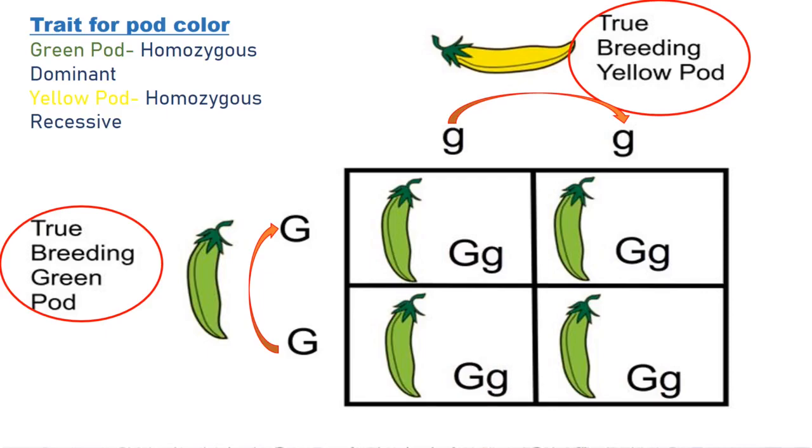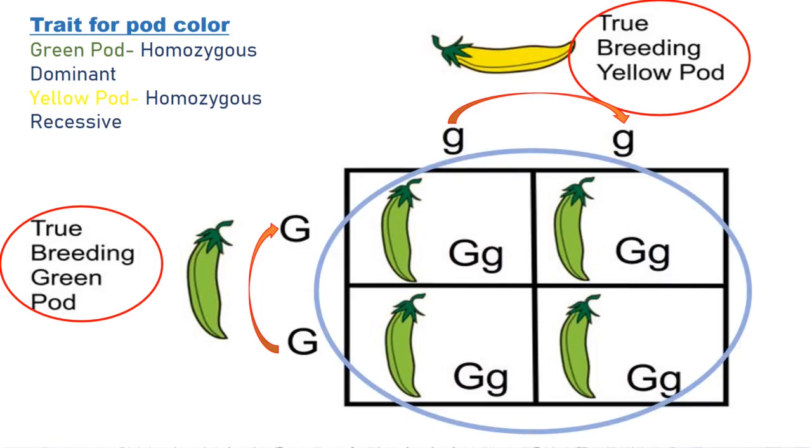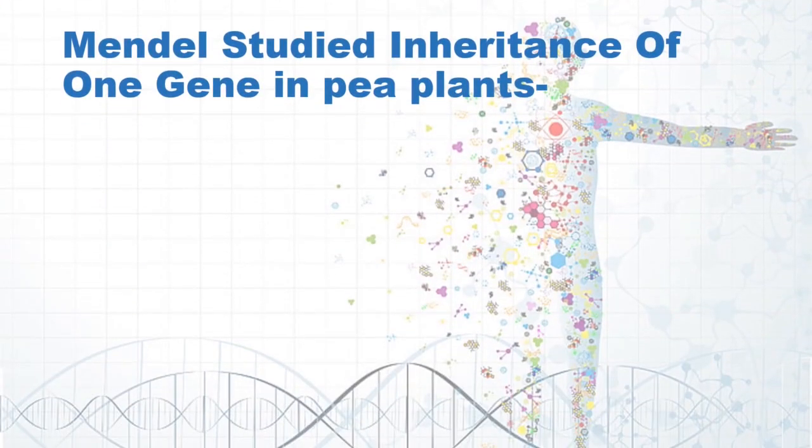If we want to find out the genotype of offspring, we will plot a Punnett square. The offspring produced are going to be heterozygous dominant, that is, with both dominant and recessive alleles. So, the trait that is going to be expressed here is green pod color. This is why true breeding lines are taken, so that the parental character is seen in the offspring easily.